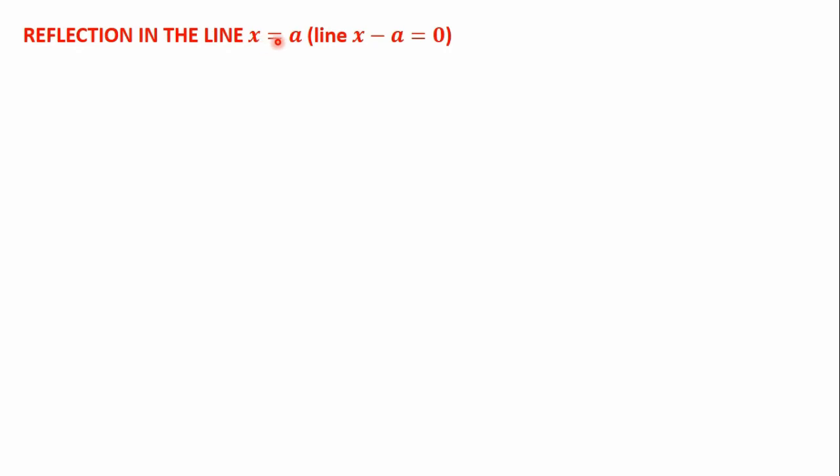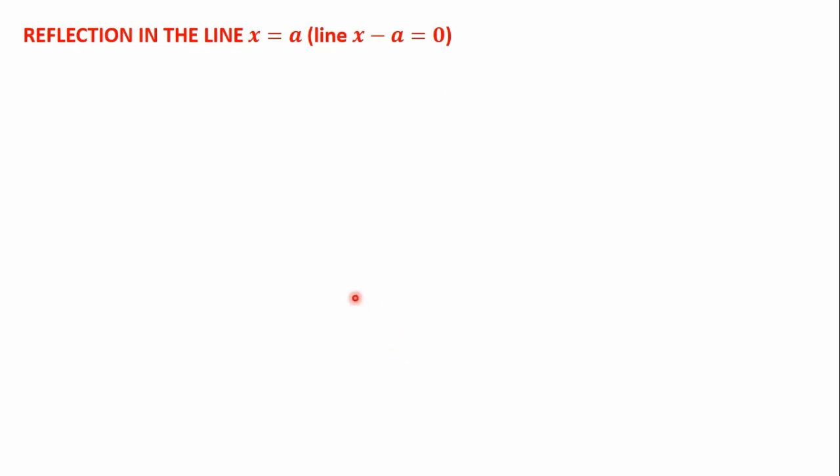You can see that if we rearrange this equation x is equal to a, we are going to have x minus a is equal to 0. Because if you bring a to the left hand side, you have x minus a here, and this side will be 0. So line x is equal to a is also known as line x minus a is equal to 0. So reflection in the line x is equal to a can also be known as reflection in the line x minus a is equal to 0. Let's learn how to reflect a point in the line x is equal to a or the line x minus a is equal to 0.